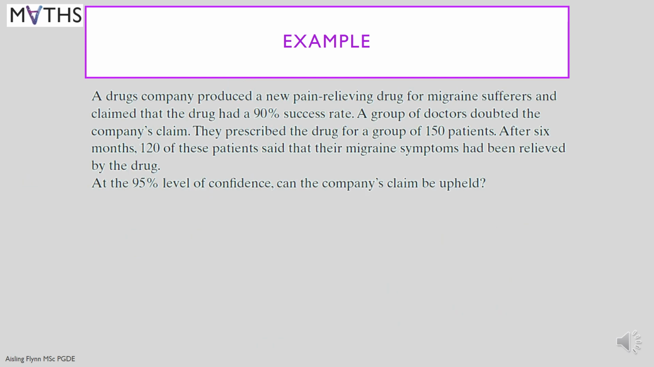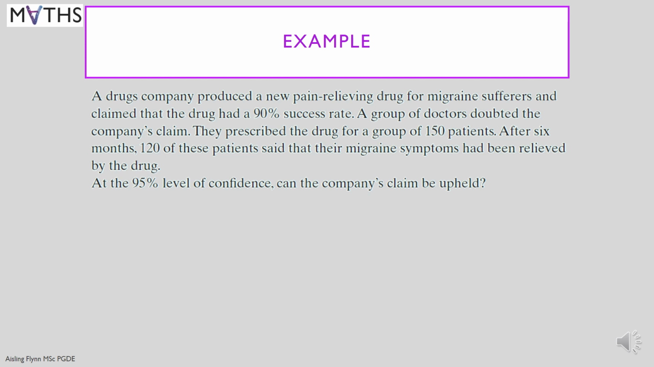All right. Another example. A drugs company produced a new pain-relieving drug for migraine sufferers and claimed that the drug had a 90% success rate. A group of doctors doubted the company's claim, and they prescribed the drug for a group of 150 patients. After 6 months, 120 of these patients said that their migraine symptoms had been relieved by the drug. At the 95% level of confidence, can the company's claim be upheld?